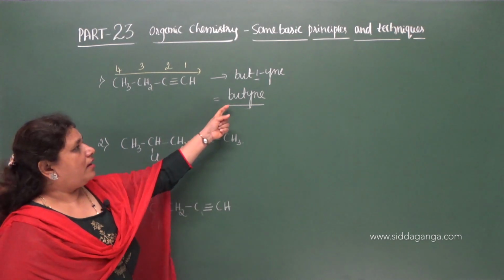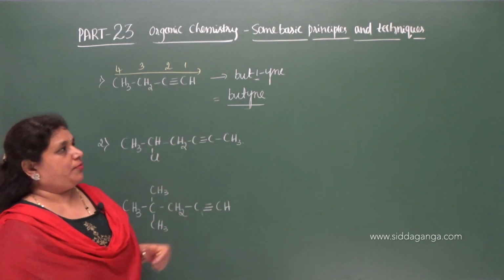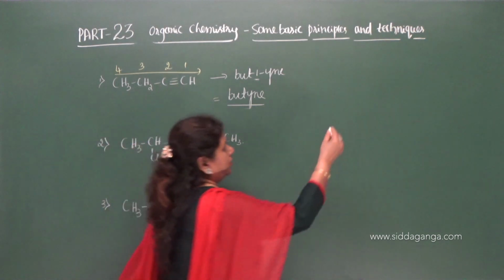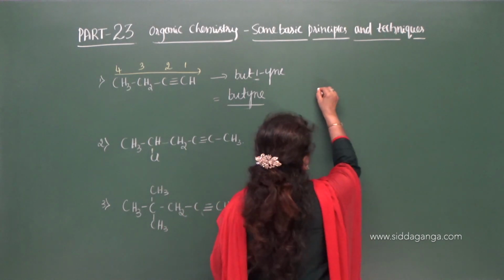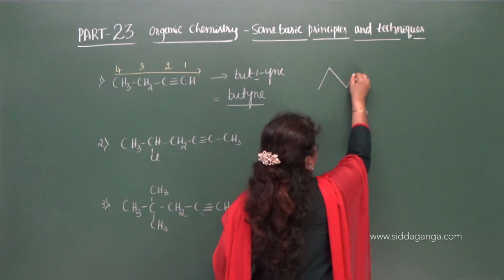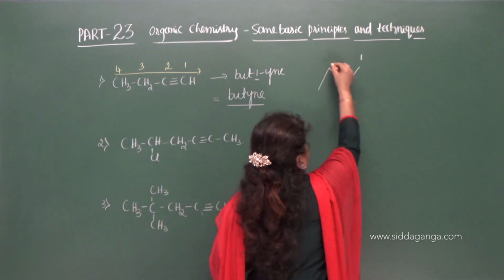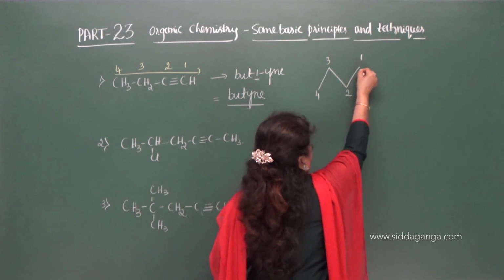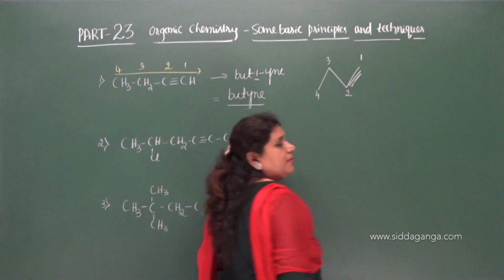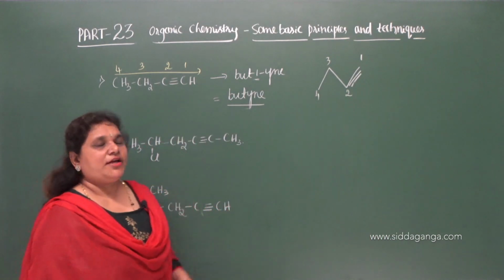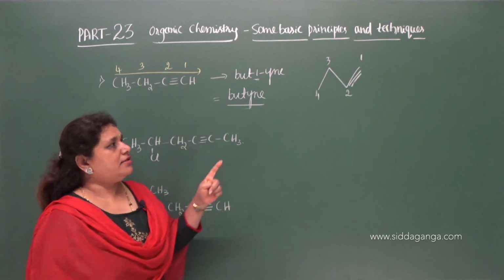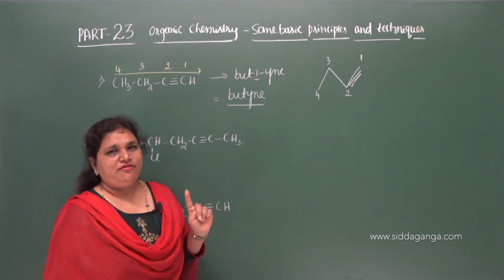So if the locant is 1, you can ignore it and you can write it as butyne. Butyne is the IUPAC name of this compound. And let me give the bond line formula here. 1, 2, 3, 4. And here is a triple bond. So in that way you have to indicate the triple bond in a bond line formula.